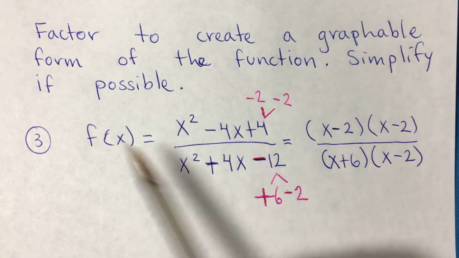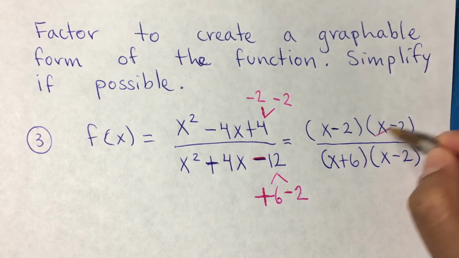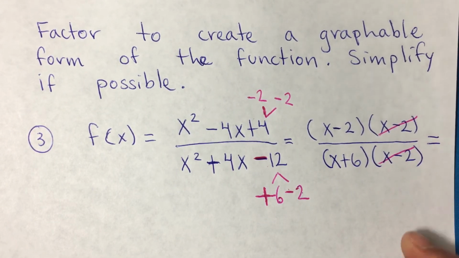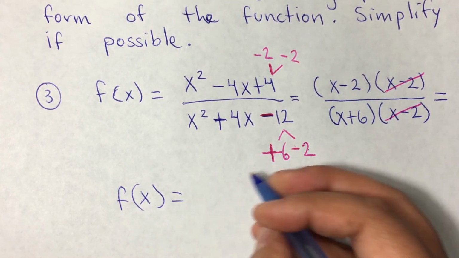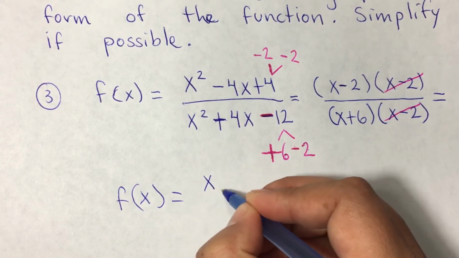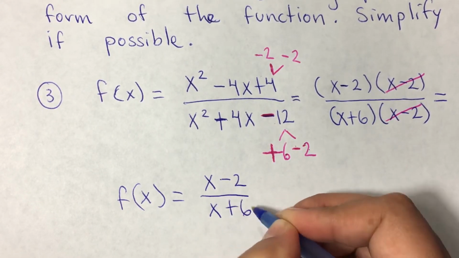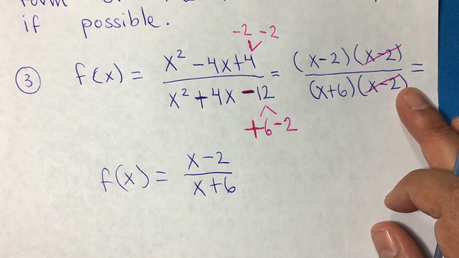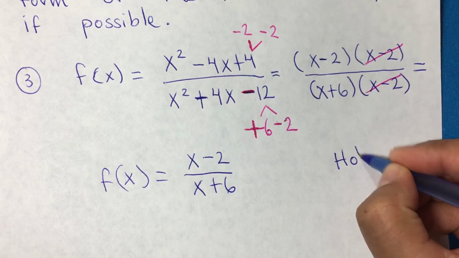And so it says simplify if possible. So x minus 2 divided by x minus 2 equals 1. That's why we cancel that. And so let me rewrite it in here. My simplified function will be f of x equals x minus 2 over x plus 6. That, by removing that part, it means that it will create a hole or removable discontinuity.